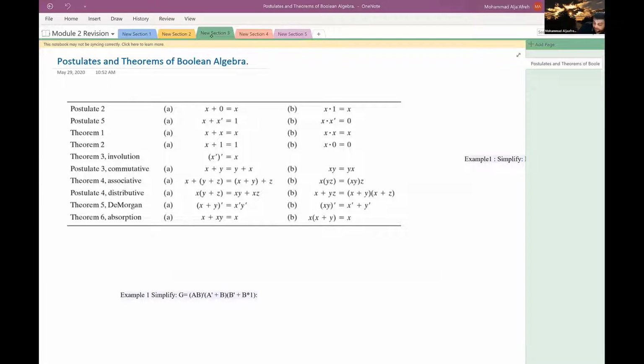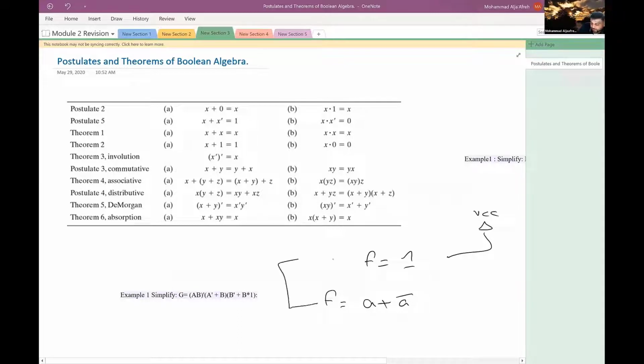Let's suppose that you have a function F equal to 1, like the one that we just saw. F equal to 1 can be implemented with just VCC. And some guy, trying to be catchy, can say F can be implemented by A plus A prime. Which one do you think is simpler? Of course, this version. So we need to use those postulates and theorems in order to get the simplified version of a Boolean function, so we can minimize the cost of implementing it.